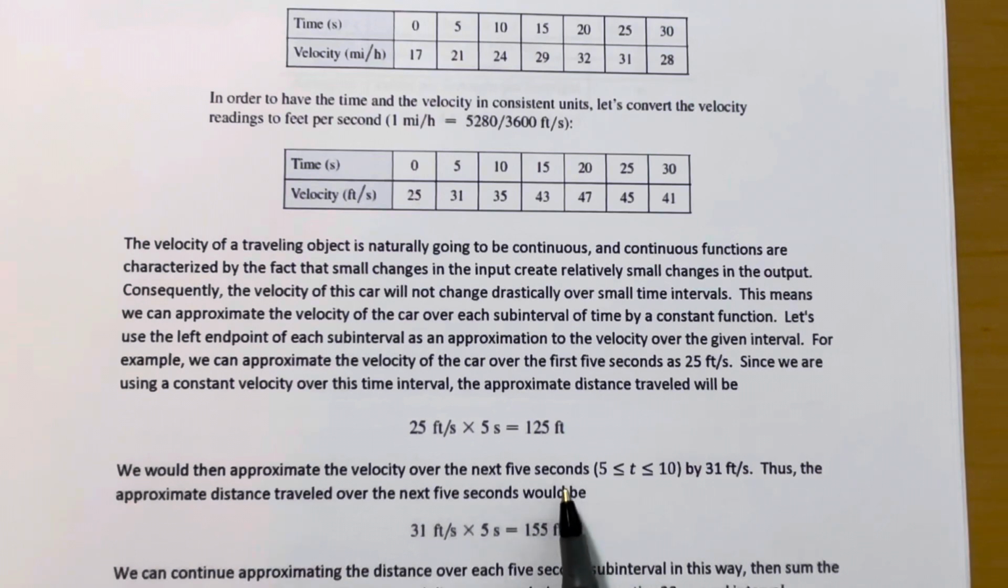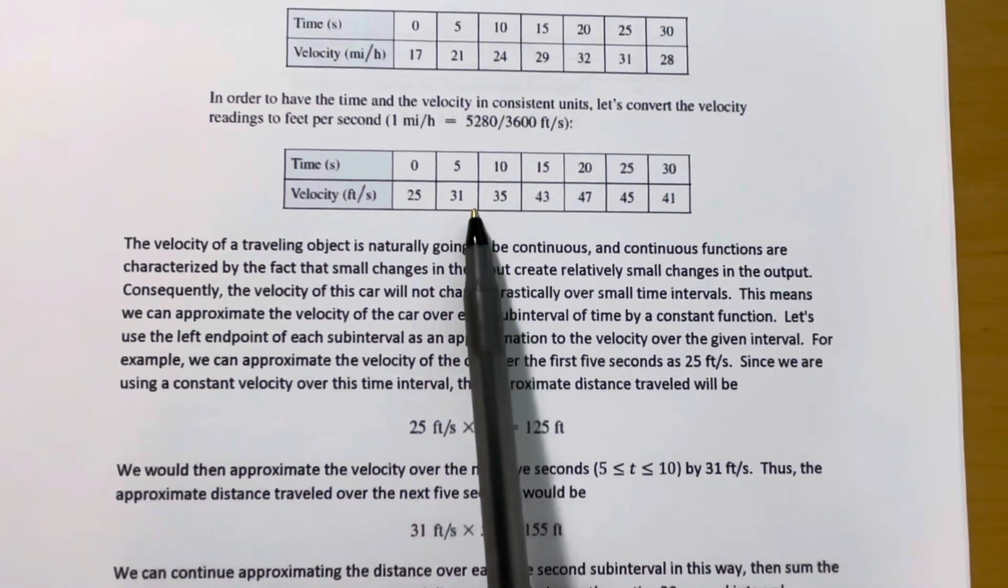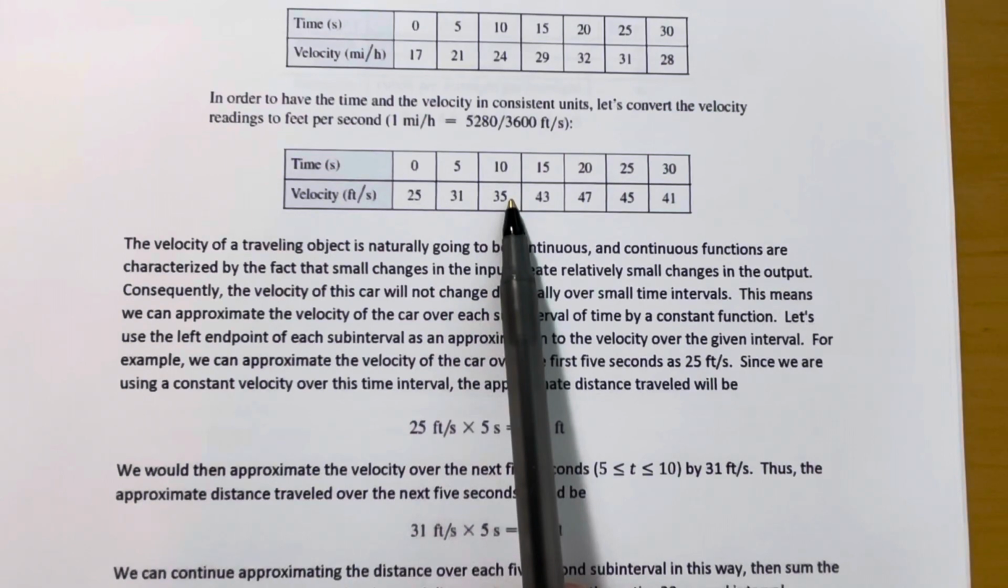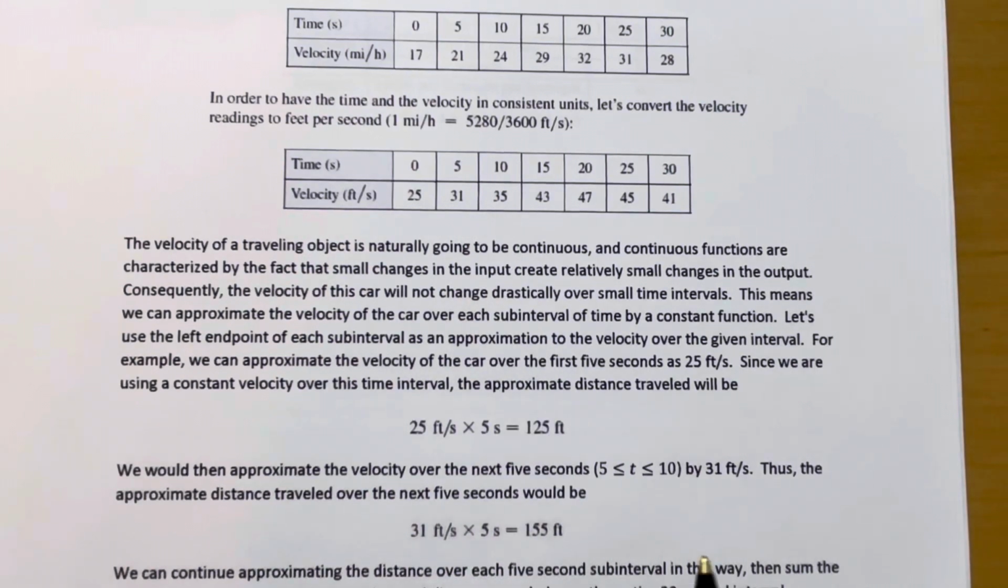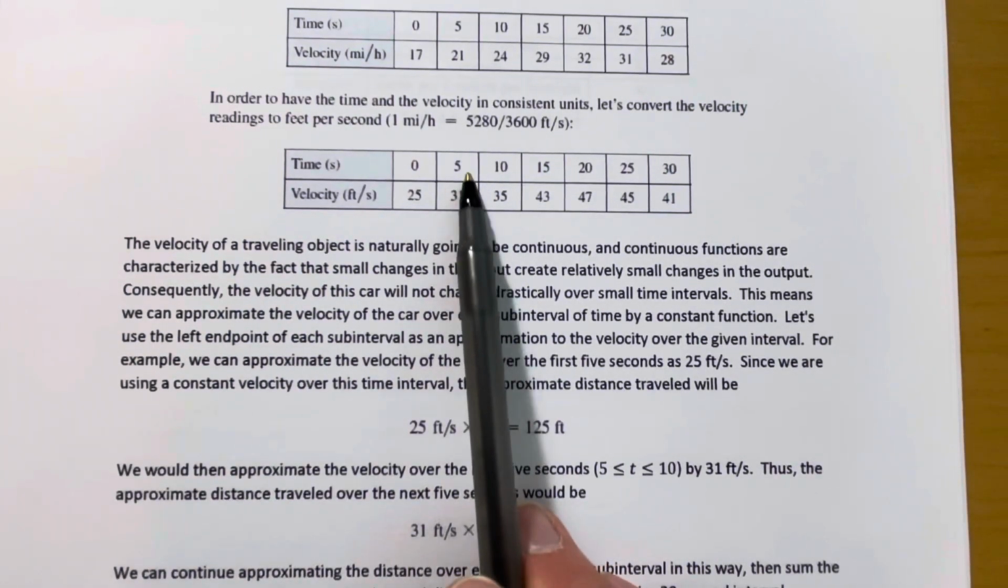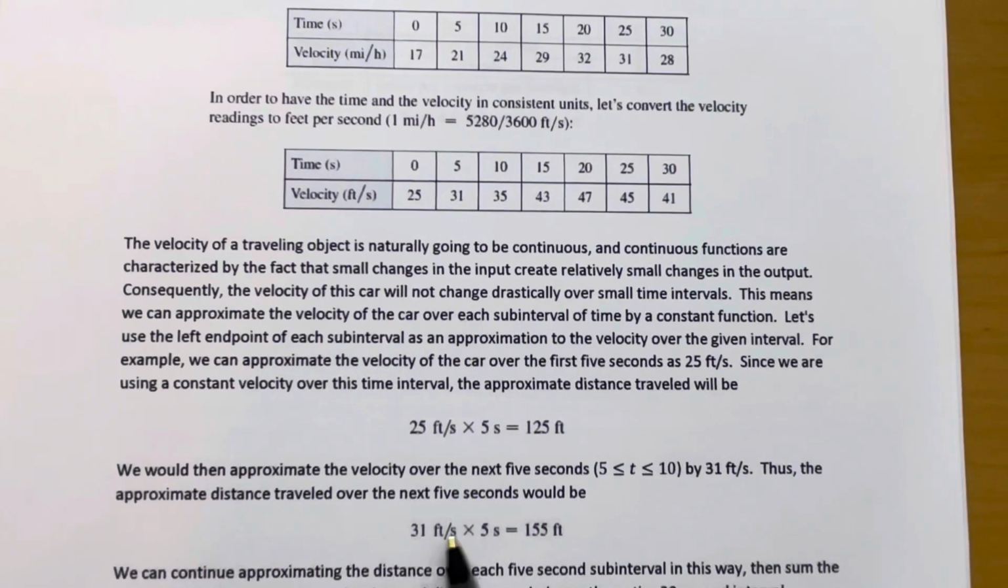Then if I want to approximate how far I've traveled over the next 5 seconds, I'm looking at this interval here in my time, so 5 to 10 seconds. I went from 31 feet per second to 35 feet per second. I don't know if I sped up that whole time, if I sped up and then slowed down, or I'm not really sure what happened. But we're going to use the left endpoint of this subinterval to approximate our velocity as being constant. So I'm going to assume my velocity was just 31 feet per second over that entire 5 seconds. Then I use that same formula, speed times time, 31 feet per second times the 5 seconds in that interval would be about 155 feet, okay?